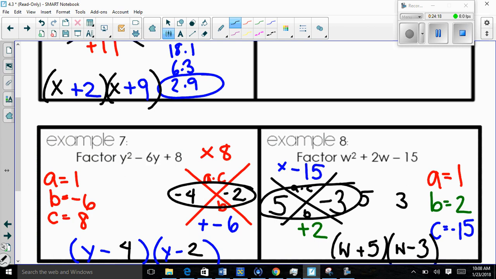Try the example above it, 6, on your own. And then I'm just going to walk you through more examples. So why can I use positive 4 and 2? Because 4 plus 2 would be positive. If this was positive, that works. But since it's negative 6, they both have to be negative.